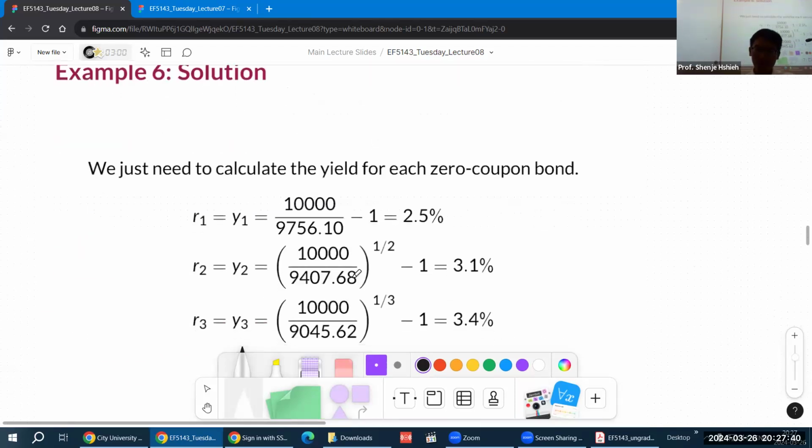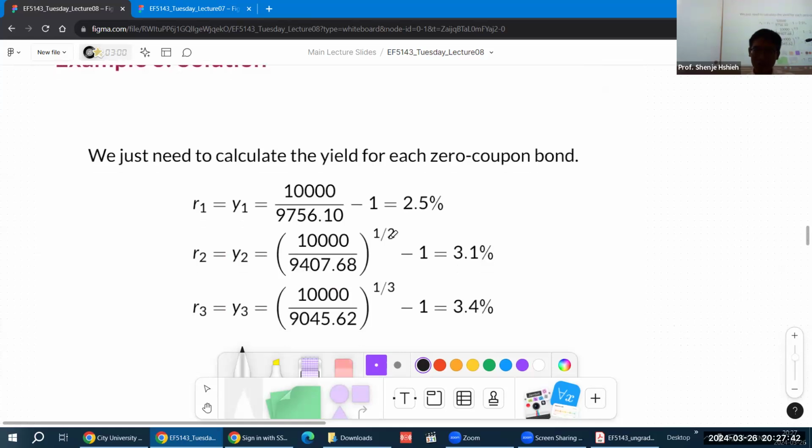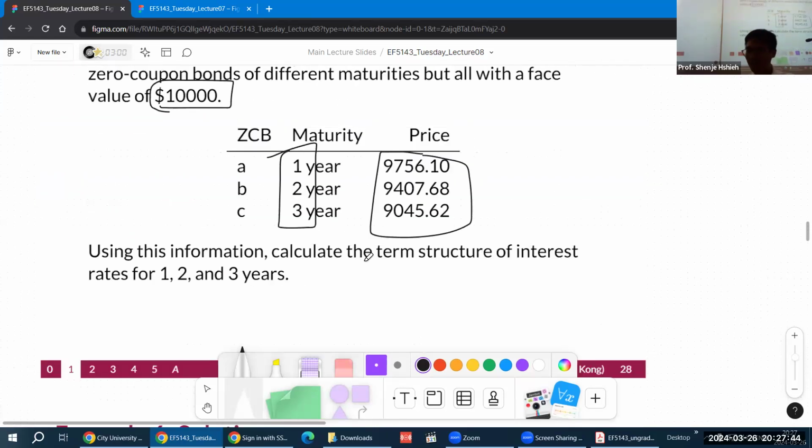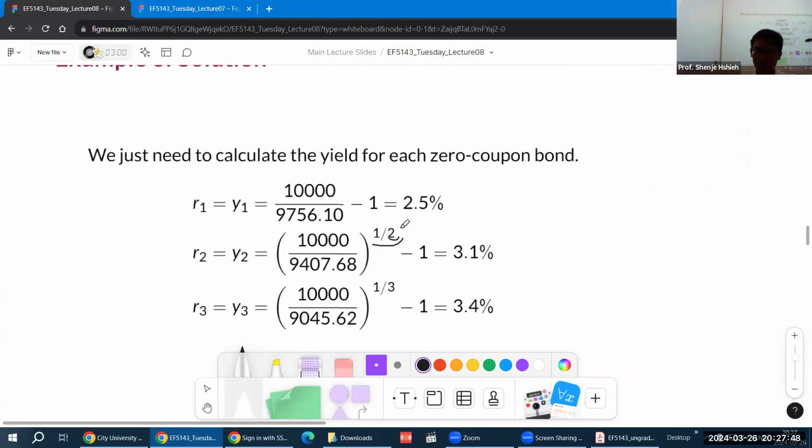The only thing you have to watch out for a little bit is that the yield to maturity is annualized, so you have to take it to the proper power. So this is 1/2 and 1/3, because I've taken the yield to maturity to the second and third power, etc. Very easy to back out, right? You just take the par value divided by the price, subtract 1, and you get the term structure of interest rate value for 1 year, 2 years, 3 years.